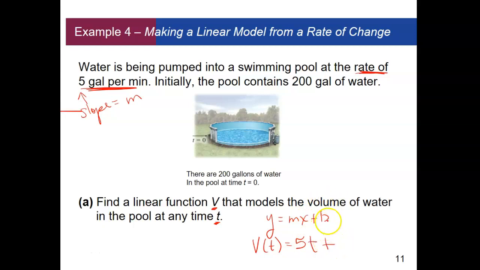And then my b is my initial quantity. So we know that the pool initially had 200 gallons of water before they started pumping it in. So that's where the 200 is going to go. So this is the linear model, or the linear function, that they're asking us to find. So we base it off of this, but we do need to adapt it notationally and find our slope and our y-intercept in order for this to be an accurate function for us.